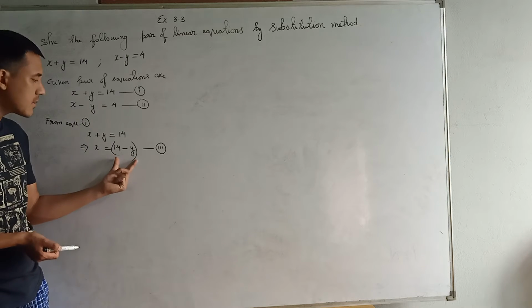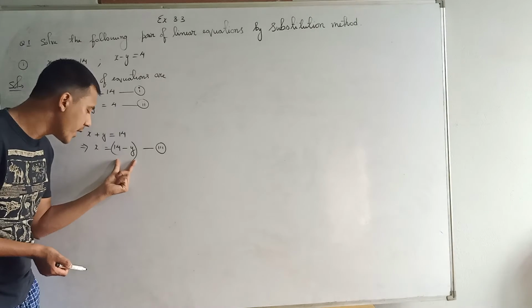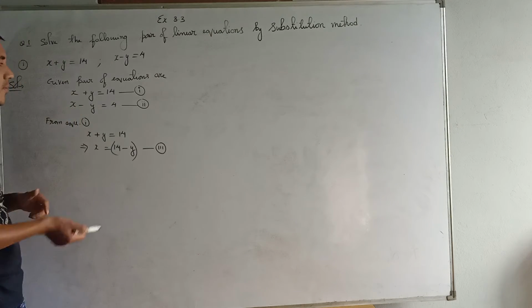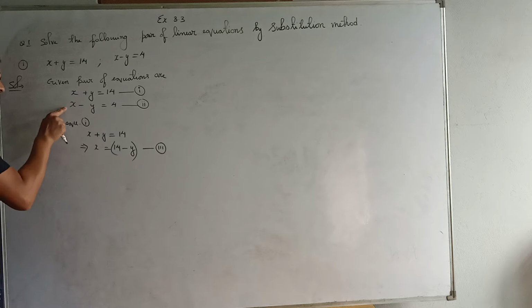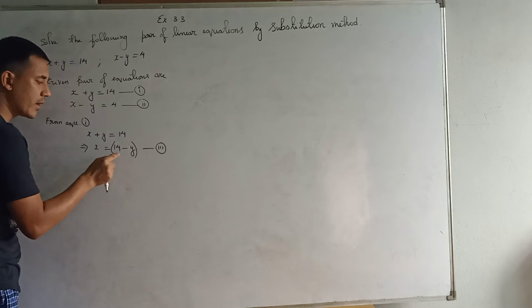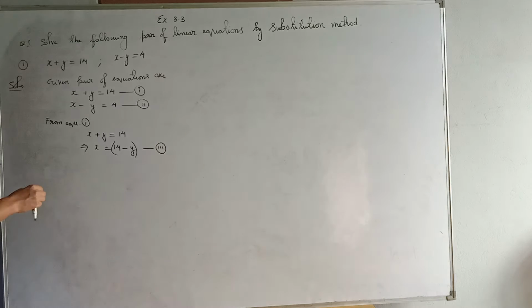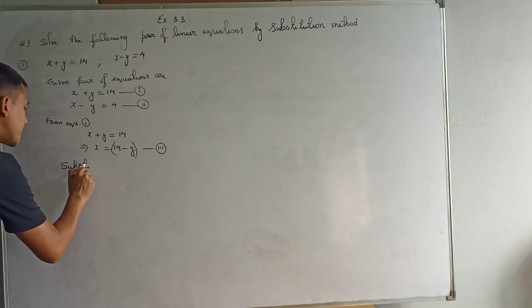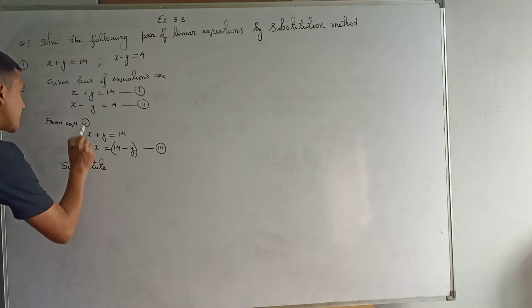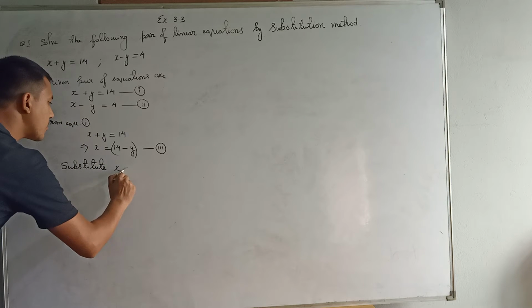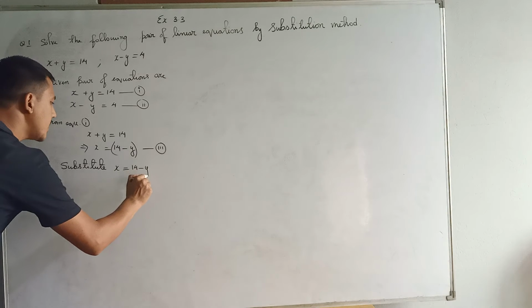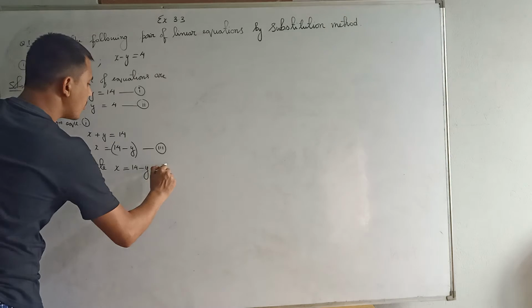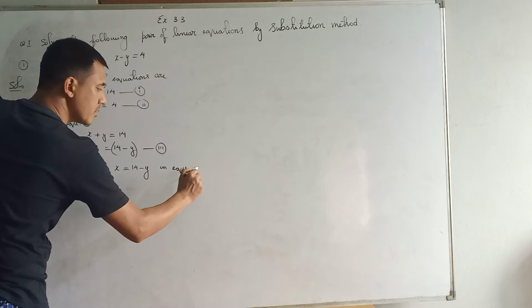Now we have obtained x. This value of x you substitute in the other remaining equation, equation 2. It means in equation 2, wherever you see x, you just have to replace it by 14 minus y. So substitute x equals 14 minus y in equation 2.